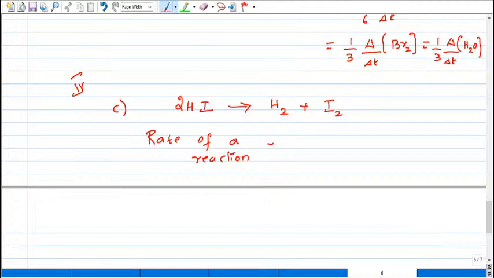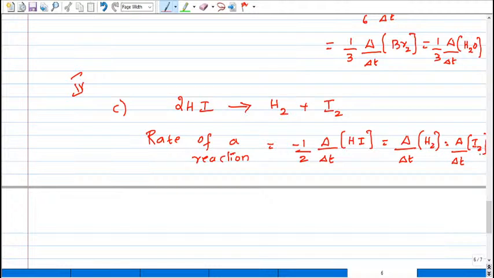Yes, you are right, I think. We have to go with minus 1 by 2 d by dt of the active mass of HI, then d by dt of the active mass of H2, then finally d by dt of the active mass of I2. So we have finished the fourth part.